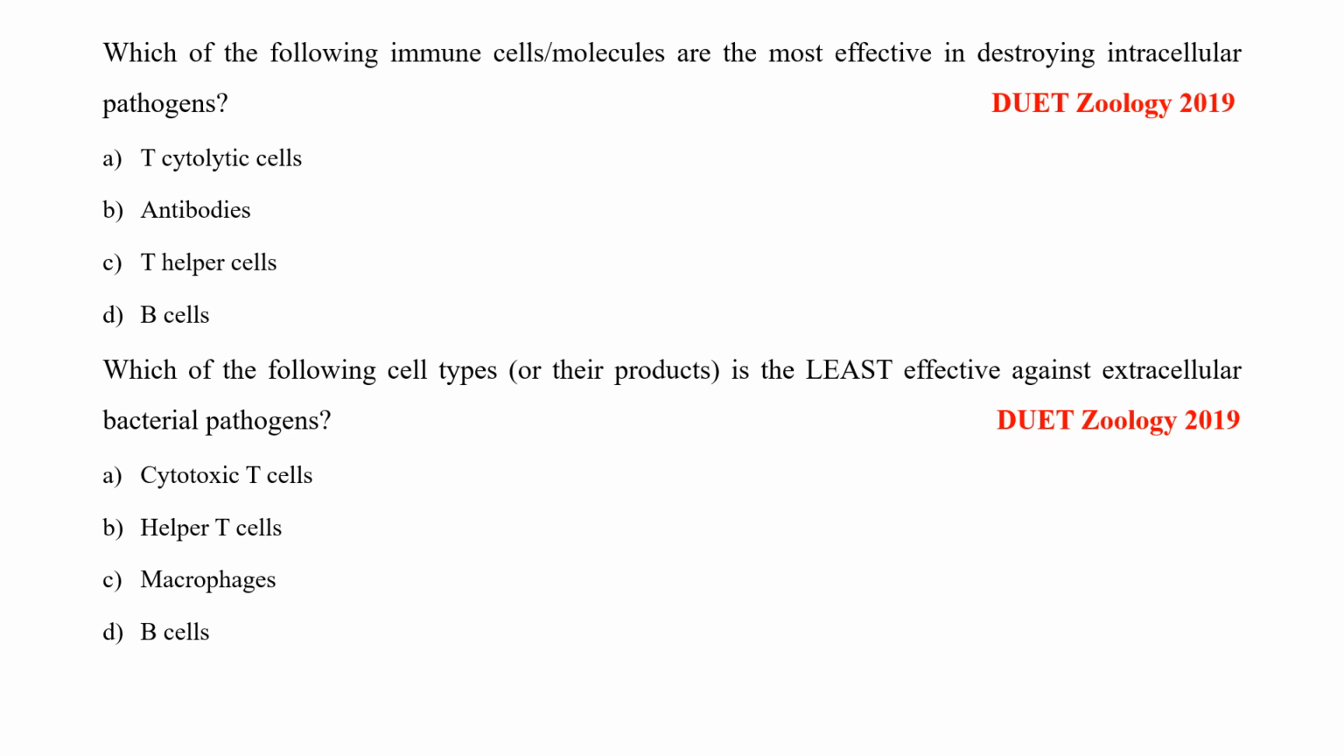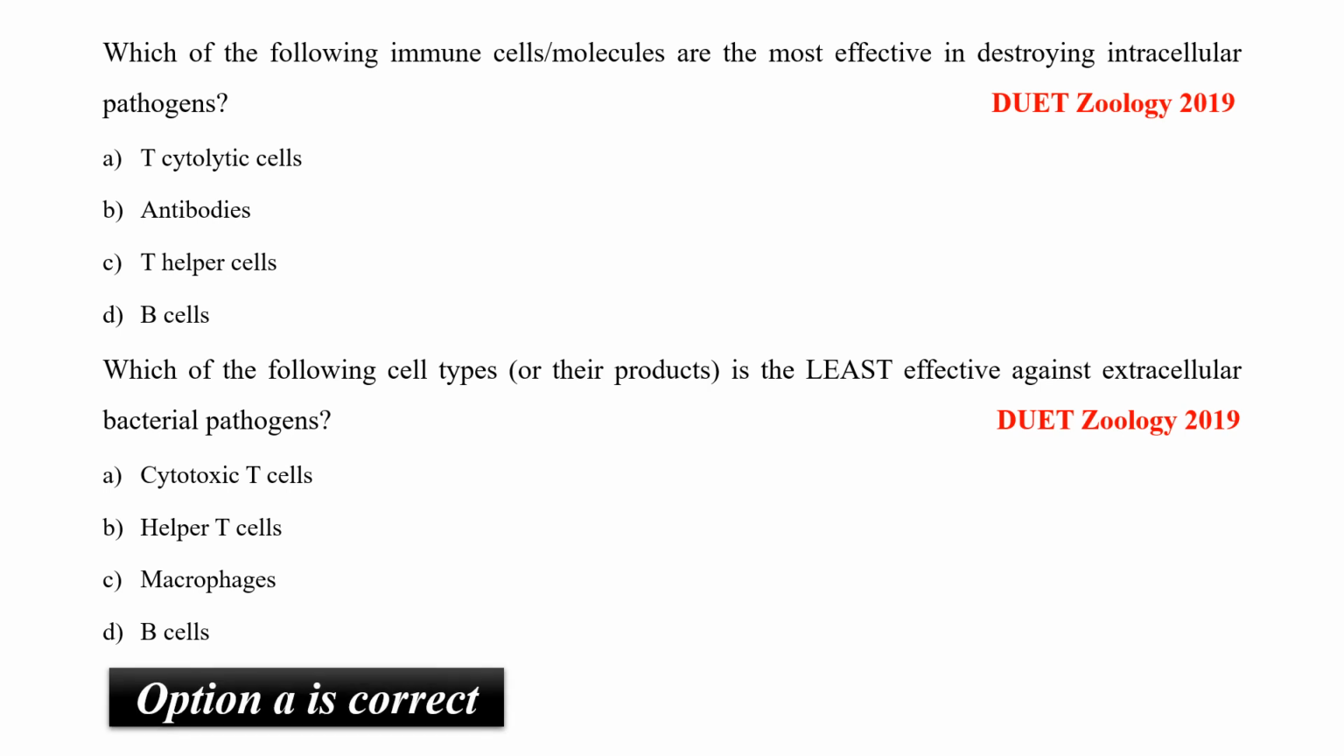Which of the following immune cells are the most effective in destroying intracellular pathogens? See, for destroying intracellular pathogens, T cells, which are the cytotoxic T cells, are the most effective, while they are the least effective against extracellular bacterial pathogens. So in this case, option A, that is cytotoxic T cell, is the correct answer.